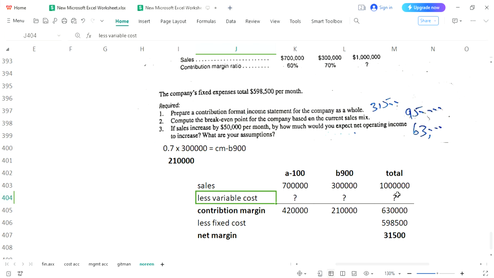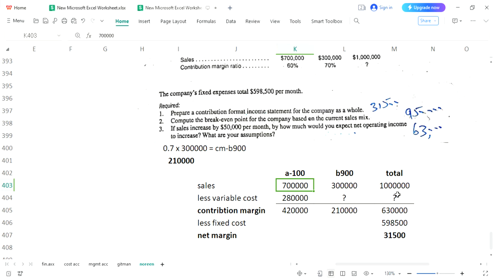But I have told you, whenever there is a question mark in between these two items, you will always be calculating the difference. So how would you calculate your difference? 7 lakh the first amount, and then 4,20,000 second amount. So here your variable cost is arrived. It's easy to clarify it. It's easy to test it.